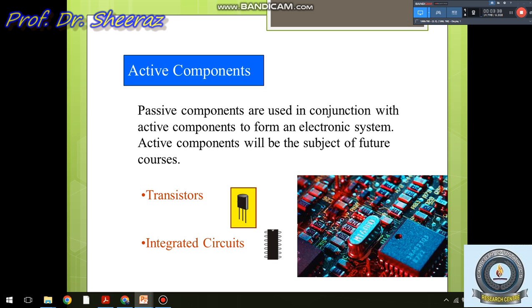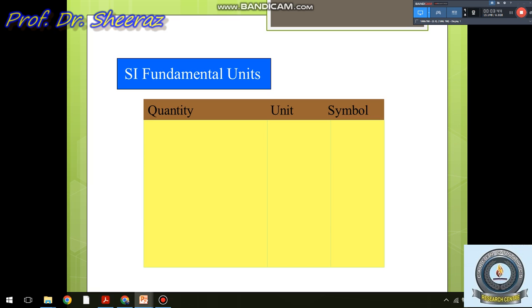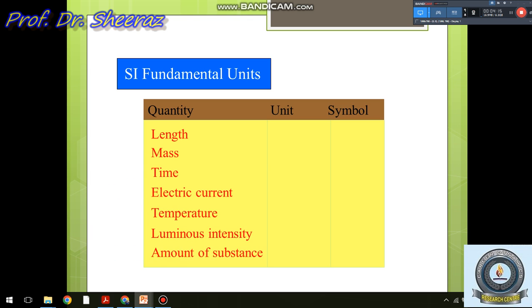Now before going into the detail of the different semiconductor or electronic components, we must know what the SI fundamental units are. SI stands for System International. There are some quantities with their units and symbols which we normally use in daily life as well as in electronics, like length, mass, time, electric current, temperature, luminous intensity and amount of substance.